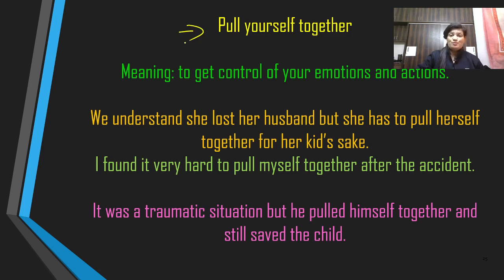Next one is pull yourself together, which means to get control of your emotions and actions. The usage could go on like this. We understand she lost her husband, but she has to pull herself together for her kids' sake. Now, this is a tough situation. The lady has lost her husband and she is really down. She is really crying all the time.